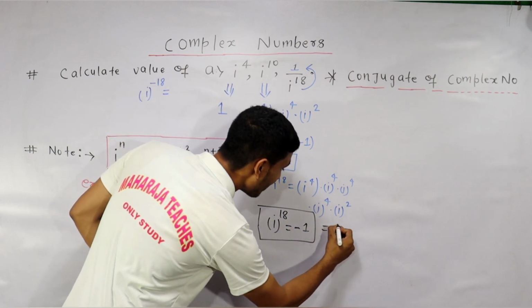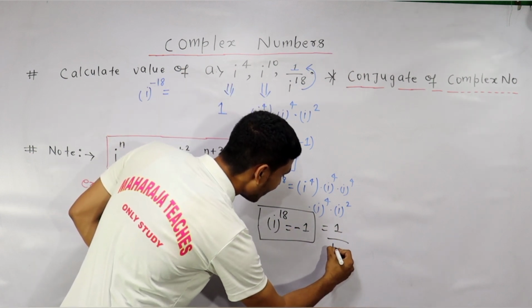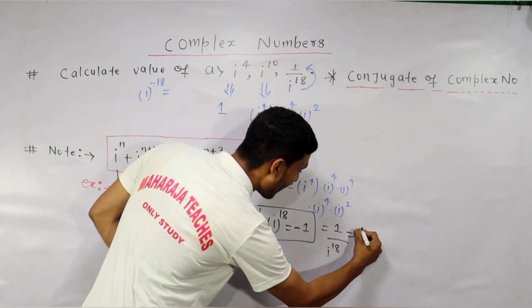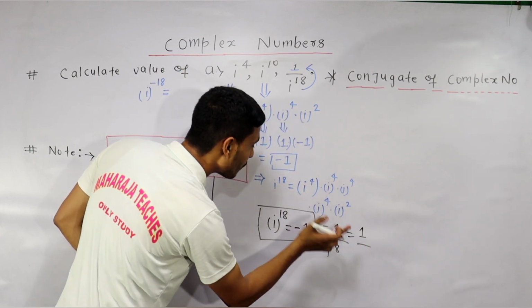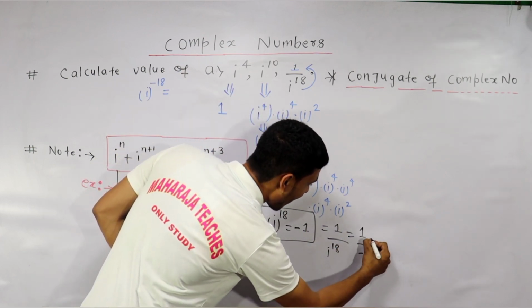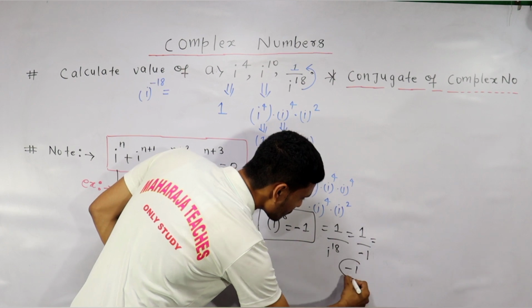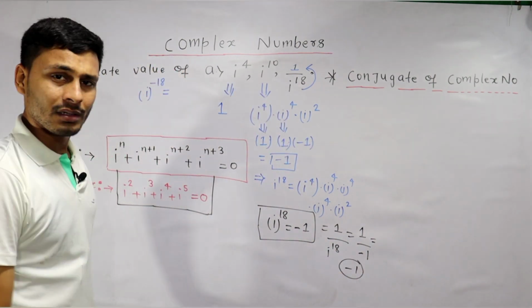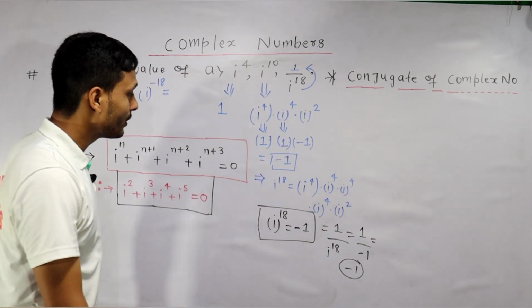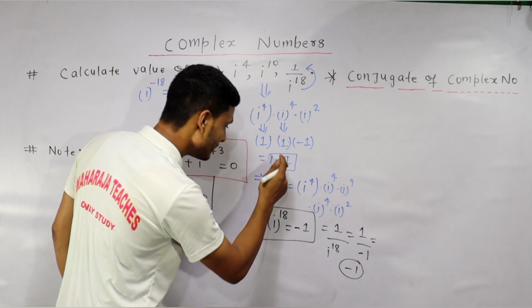That means 1 by i to the power 18 becomes equal to minus 1. After solution, we get minus 1. Is it right or wrong? Is it right? Very good. You can write it for i to the power 18.